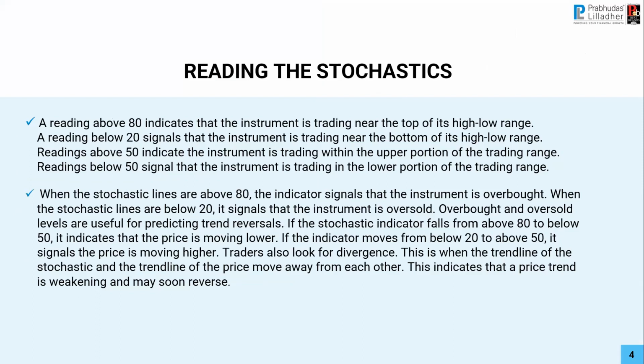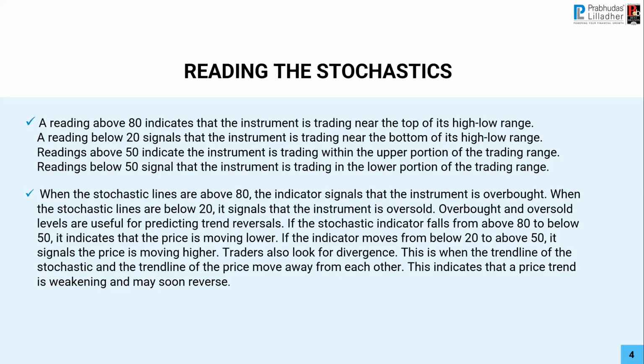So now just for brush up, a reading above 80 indicates that the instrument is trading near the top of its high-low range. That means it is in the overbought. A reading below 20 indicates that it is trading near the bottom of its high-low range. A reading above 50 indicates that the instrument is trading within the upper portion of the range. So once it moves above 50, it also means that the stock is gaining further strength. And when the indicator goes below 50, it also means that it is losing strength on the buy side, and there is further fall likely to occur.